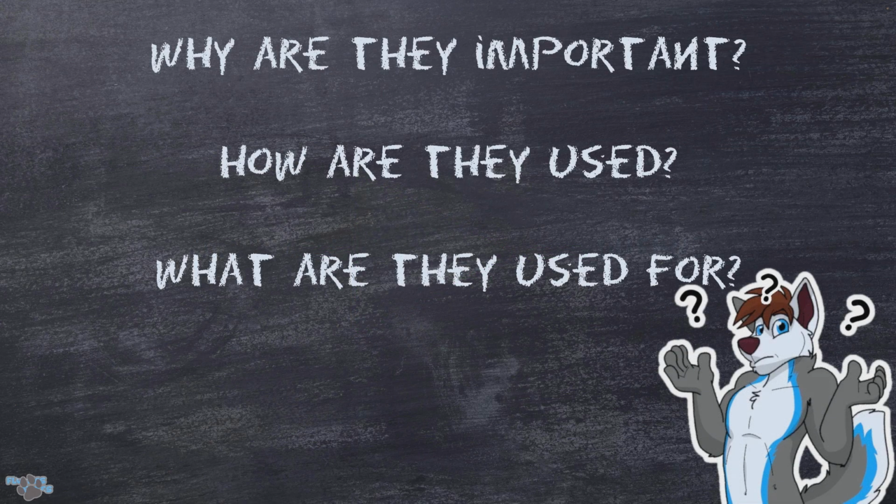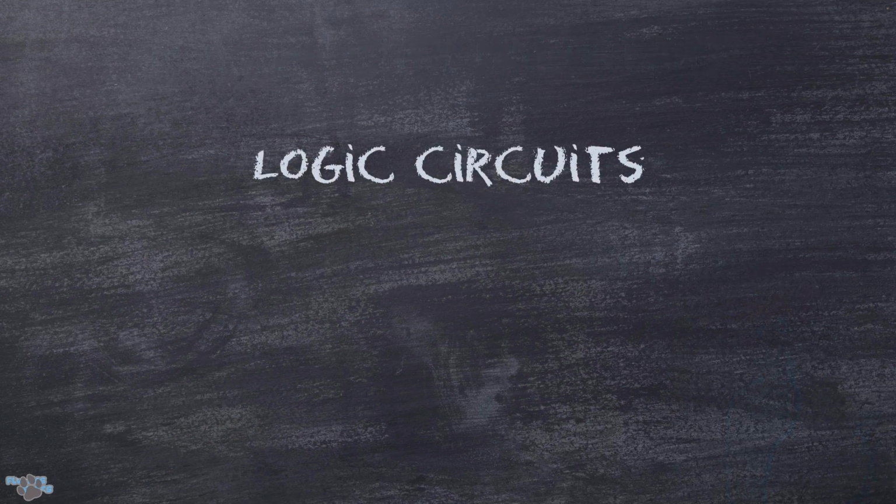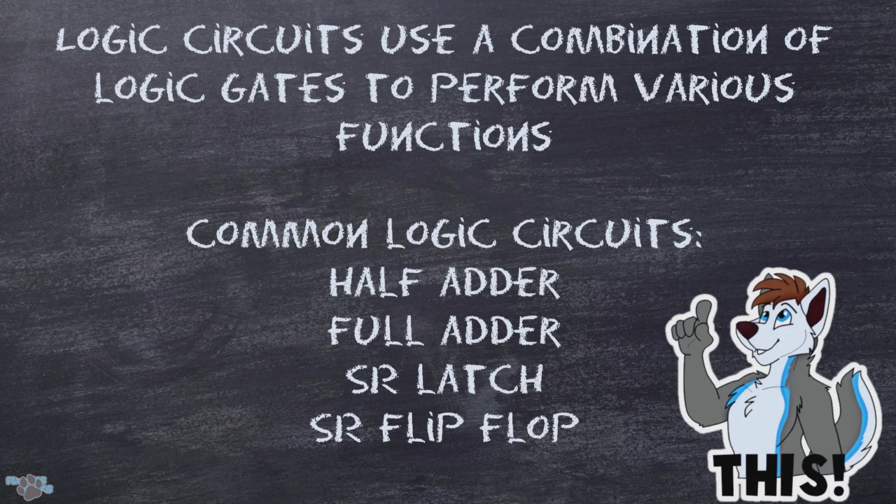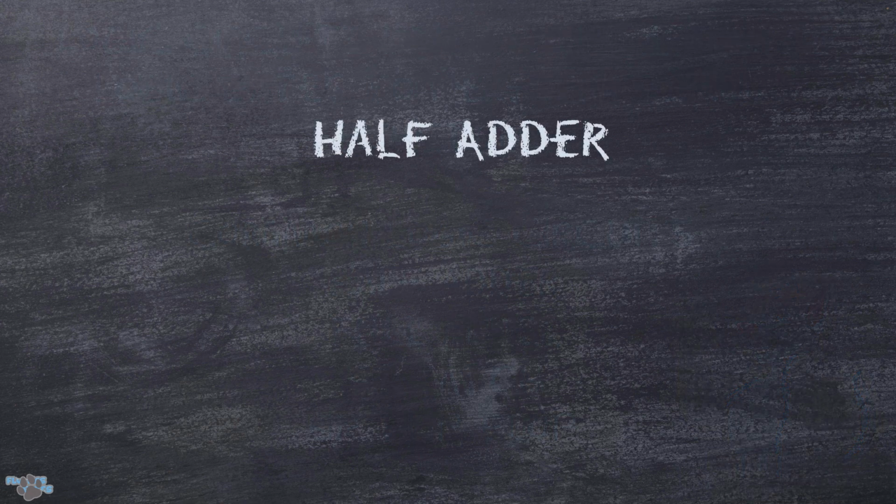Now we've gone over the logic gates, let's see how and why they are used and important. Let's go over logic circuits. Logic circuits use logic gates like puzzle pieces to make a whole. In this section, we will look at some common logic circuits. So let's first take a look at the half adder.